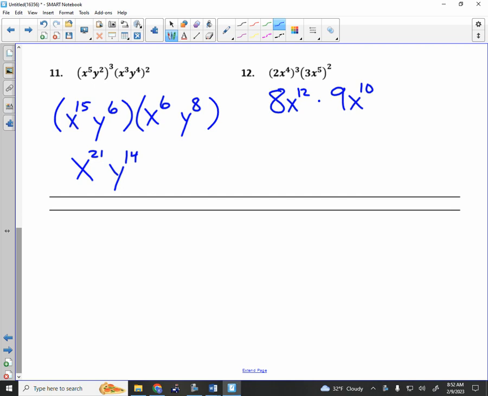Right. All right, I cube that and I square that. I get 8x to the 12th. I get 9x to the 10th. Then I multiply. You should have a 72x to the 22nd power. We're on the same page?